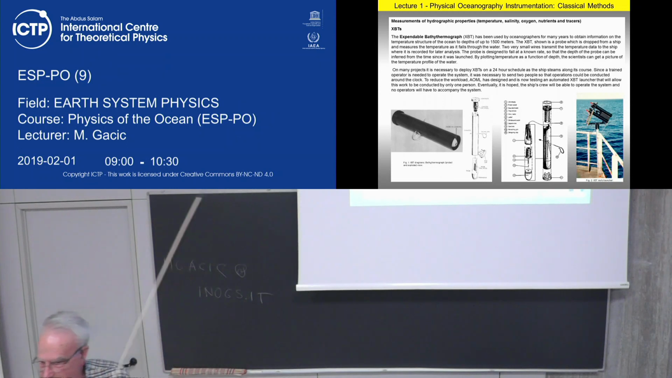It was used very much by Marines, American, for example. They were using it in their battleships to measure the temperature on the large scale in the Mediterranean, Atlantic, and so forth.